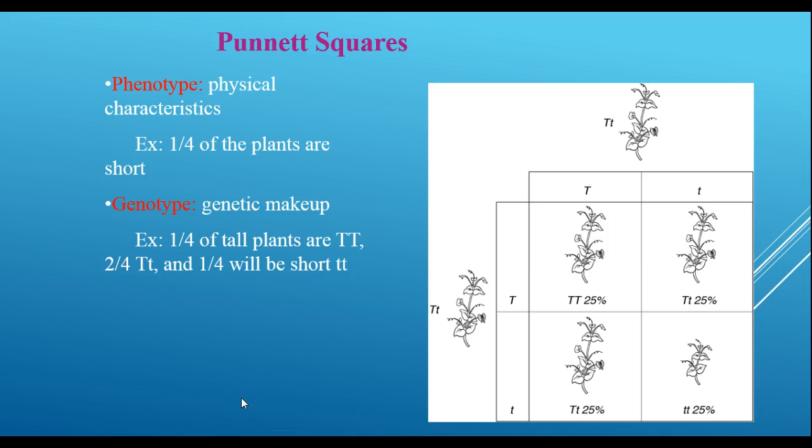So an example of a piece of data that we can conclude based on this Punnett square is that 1/4 of the plants are short. This is the only short plant, or 3/4 are tall.